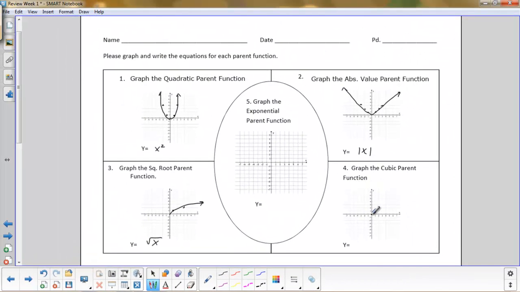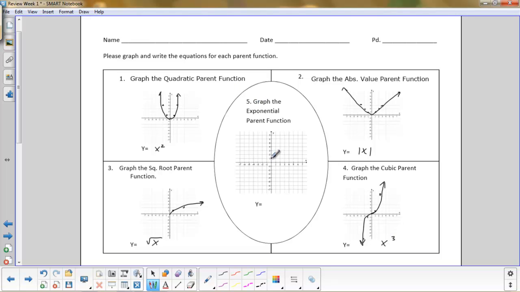Number 4, the cubic, over 1 up 1, over 2 up 8. And with symmetry, this is the exact same. There. And like so. Cubic is y equals x to the third.